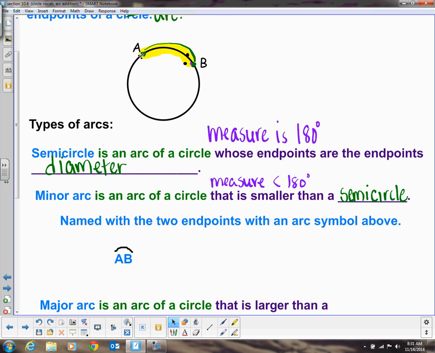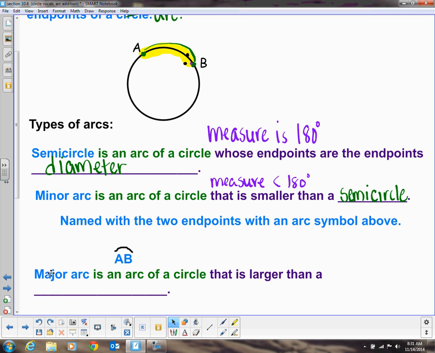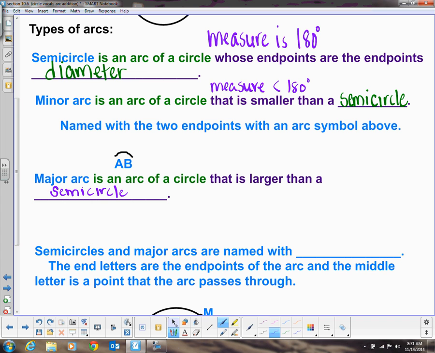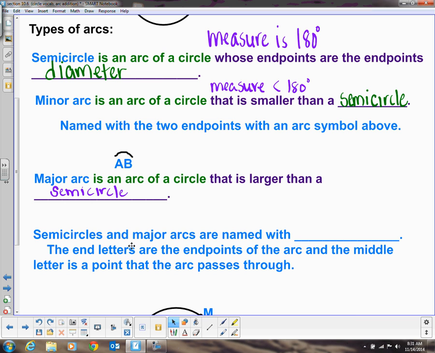Because a semicircle is going to have endpoints of a diameter. You with me? You were comparing everything to a semicircle. So if a minor arc is smaller than a semicircle, then a major arc is larger than a semicircle. Semicircles and major arcs are named with 3 letters. 3 letters, really important. Minor arcs are the only ones with 2.